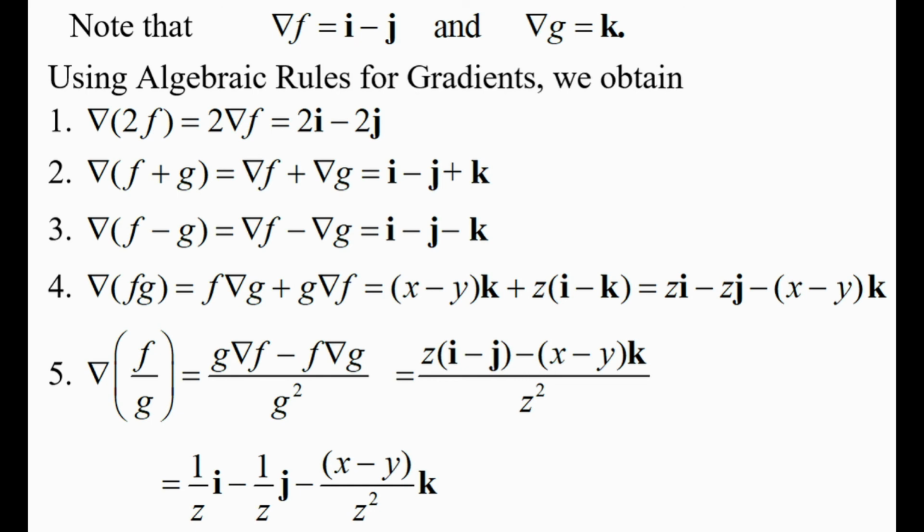which simplifies to zi minus zj plus (x minus y)k. And also gradient of f by g is equal to g times grad f minus f times grad g, divided by g squared, which gives 1 by z i minus 1 by z j minus (x minus y) by z squared k.